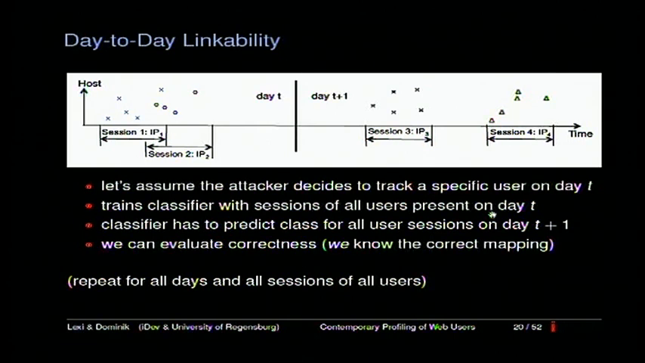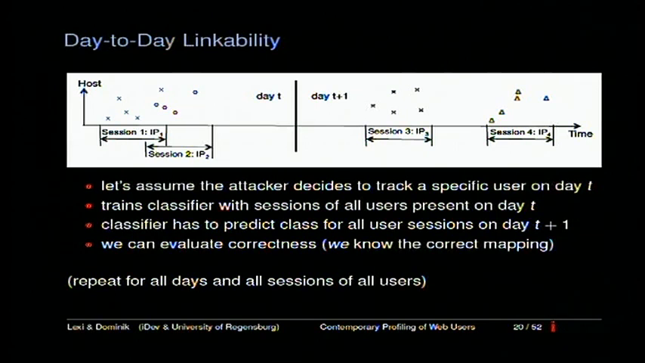The scenario is basically like this. The attacker wants to track some specific user on day T. He trains a classifier with all users that are present on that day. On day T plus one, the following day, he is confronted with different IP addresses, different sessions.